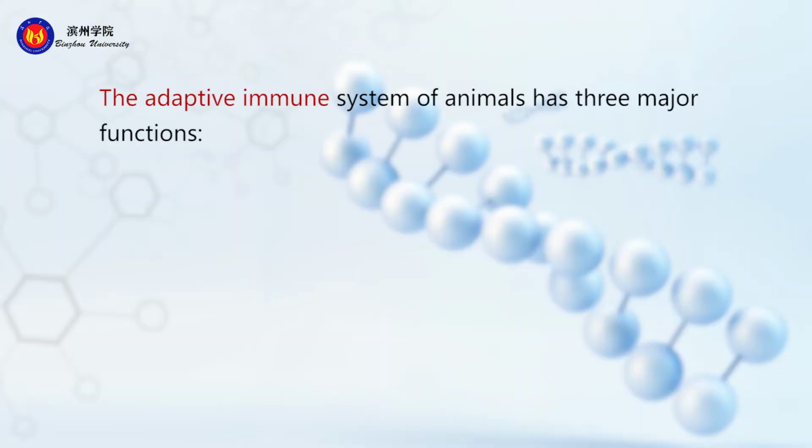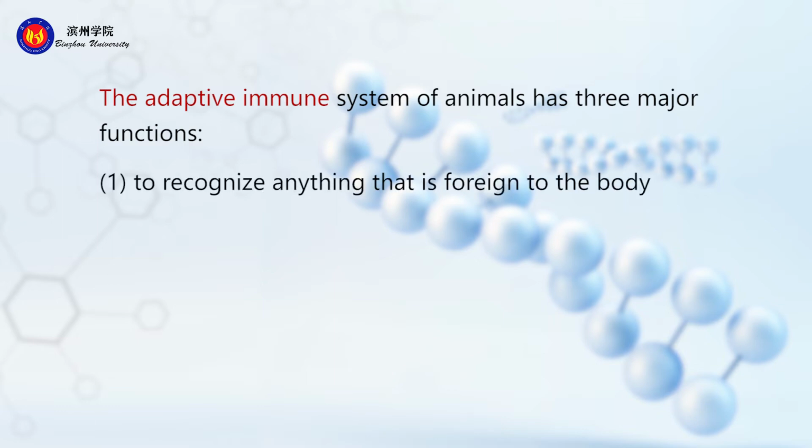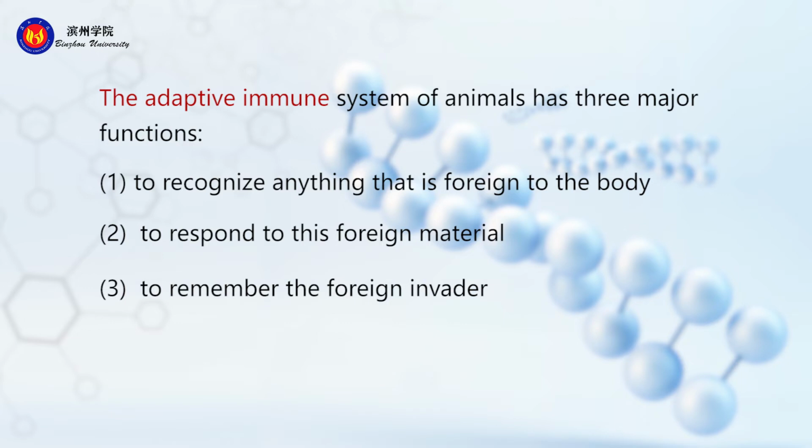The adaptive immune system of animals has three major functions. Firstly, to recognize anything that is foreign to the body. Secondly, to respond to this foreign material. And thirdly, to remember the foreign invader. The recognition response is highly specific.